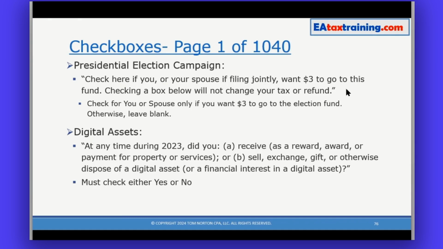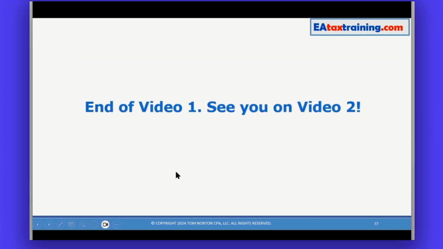But if you know that they did and they say, no, I didn't, then you don't want to be signing that tax return. You need to have a talk with the taxpayer that says, hey, look, I know you. I know that you did this. We need to say yes here. And they either need to agree to do that or they need to find a new tax preparer. You do not want to be involved with that. So that's the check boxes. That's the top of the tax return.